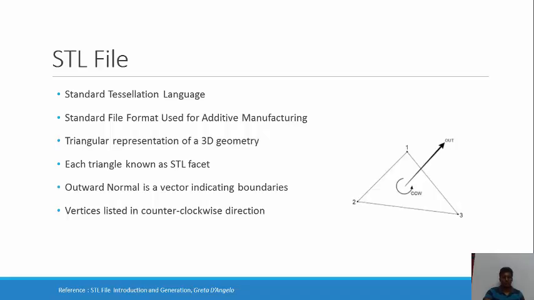representing its vertices. While the aspect ratio and the orientation of the individual facets is governed by the surface curvature, the size of the facets is driven by the tolerance controlling the quality of the surface and the representation in terms of distance and facets from the surface. The vertices are also listed in counterclockwise direction and the outward normal is the vector that indicates the boundaries of the object, telling the software which is the outer part of the geometry and which is the inner one.